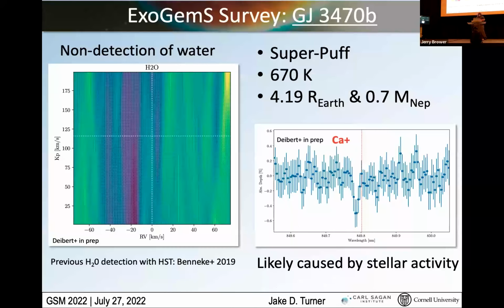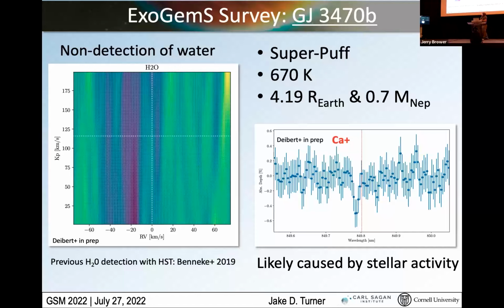Okay, there we go. So GJ 3470b is a super puff. It's about 670 Kelvin, about 4 times bigger than Earth, and 0.7 the mass of Neptune. And we actually do not detect water in its atmosphere, which is inconsistent with recent observations. That's not quite surprising because we don't have many of the water bands in our observations, but we want to look for it anyway. And hopefully we'll get some kind of constraint of why we're not seeing this, some kind of 3D structure or 2D structure of the water abundance, at least an upper limit.